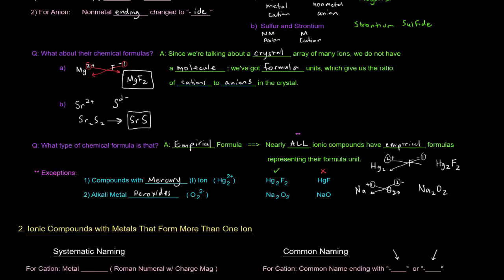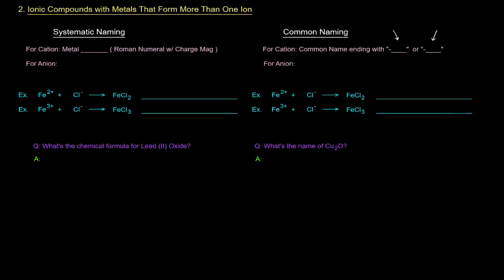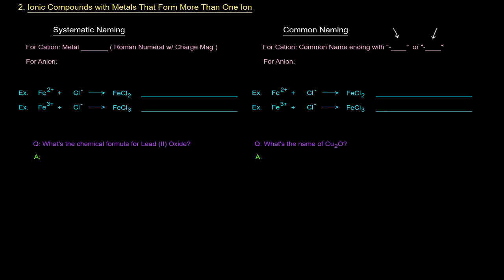Okay. Next up. Ionic compounds with metals that form more than one ion. Now, if you recall, metals that form more than one ion have systematic names as well as common names. So we're going to show both here. So for systematic naming, for the cation, you're gonna basically put the metal name followed by parentheses with the Roman numeral with the charge's magnitude. Okay. And then for the anion, you're just going to have the nonmetal ending with "ide," right?